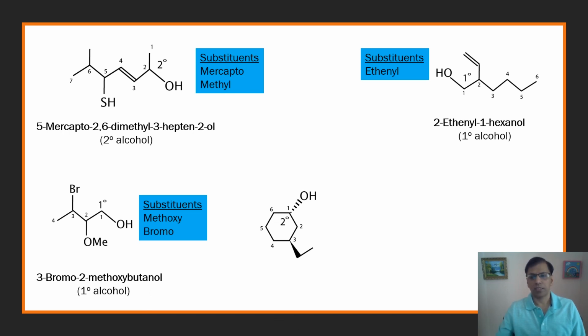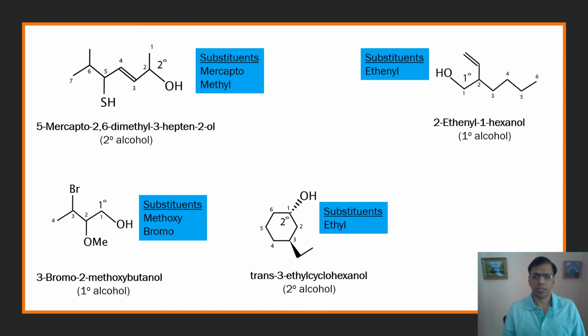And then we have the last example. In this case, this is a cyclic alcohol because the OH group is attached to the ring, and you can see that this is hash and this is wedge. That means this is below the ring and this is above the ring. So the ethyl substituent is above the ring, and so these two groups are trans. The only substituent is the ethyl substituent, and the parent is cyclohexanol, and then the ethyl group is attached to the cyclohexanol. So it's trans-3-ethylcyclohexanol.